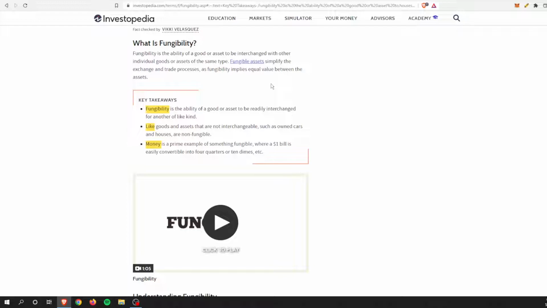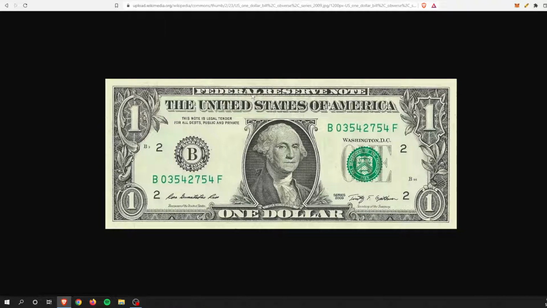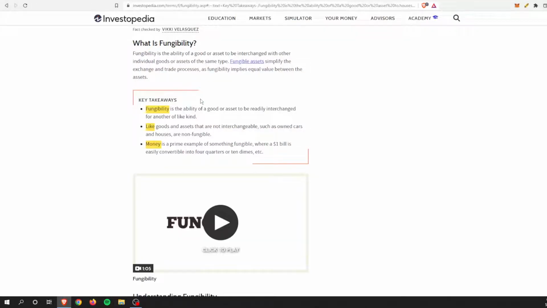So fungibility is the ability of a good or asset to be readily interchanged for another of like kind. One way to think about that, as you see down here, is money. It's a prime example of something that is fungible, where a $1 bill is easily converted into 4 quarters or 10 dimes or anything like that. And if I were to give someone else a $1 bill, it would be the same exact thing. So you wouldn't know if that's the same exact $1 bill that you gave to an employee at Target 2 weeks ago, if you just received one back, or if it was one that was very like kind.